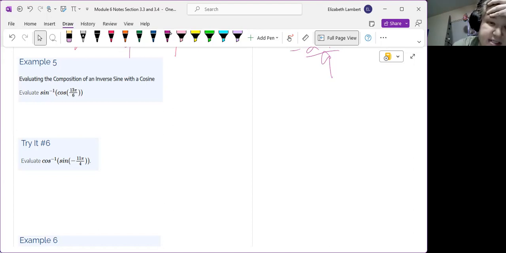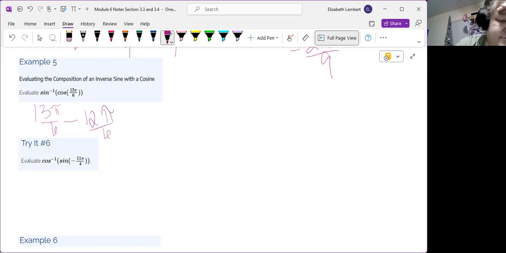All right, so the cosine of 13 pi over 6. 13 pi over 6 is a little bit bigger than 12 pi over 6, and 12 pi over 6 is 2 pi. So 13 pi over 6 minus 12 pi over 6 is simply pi over 6.